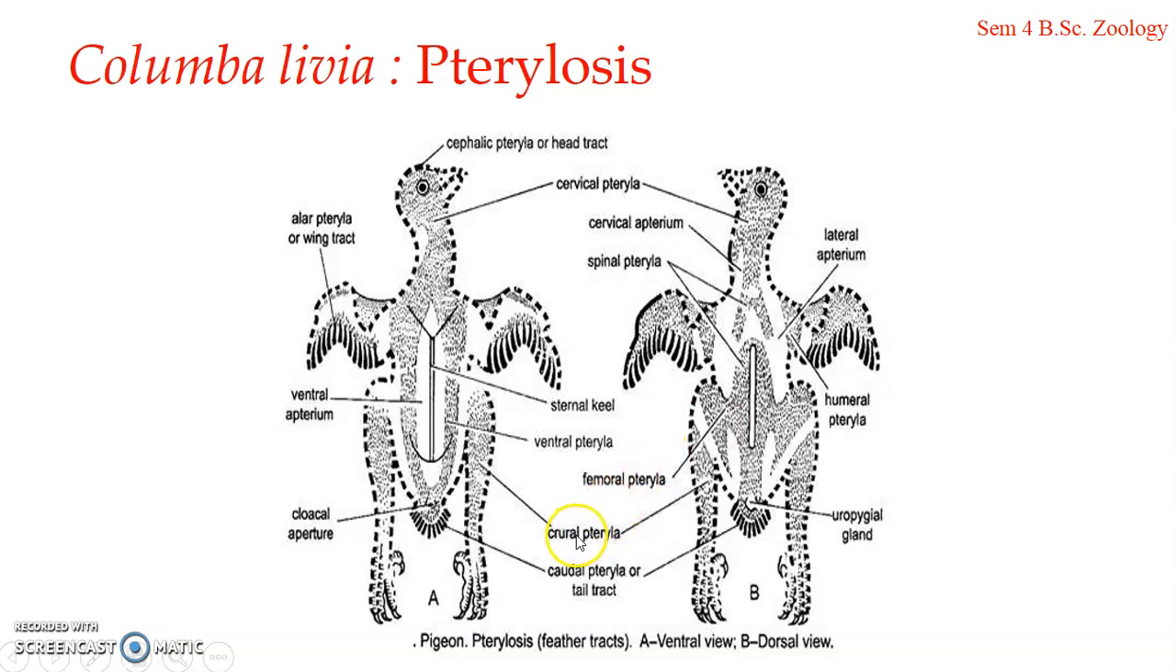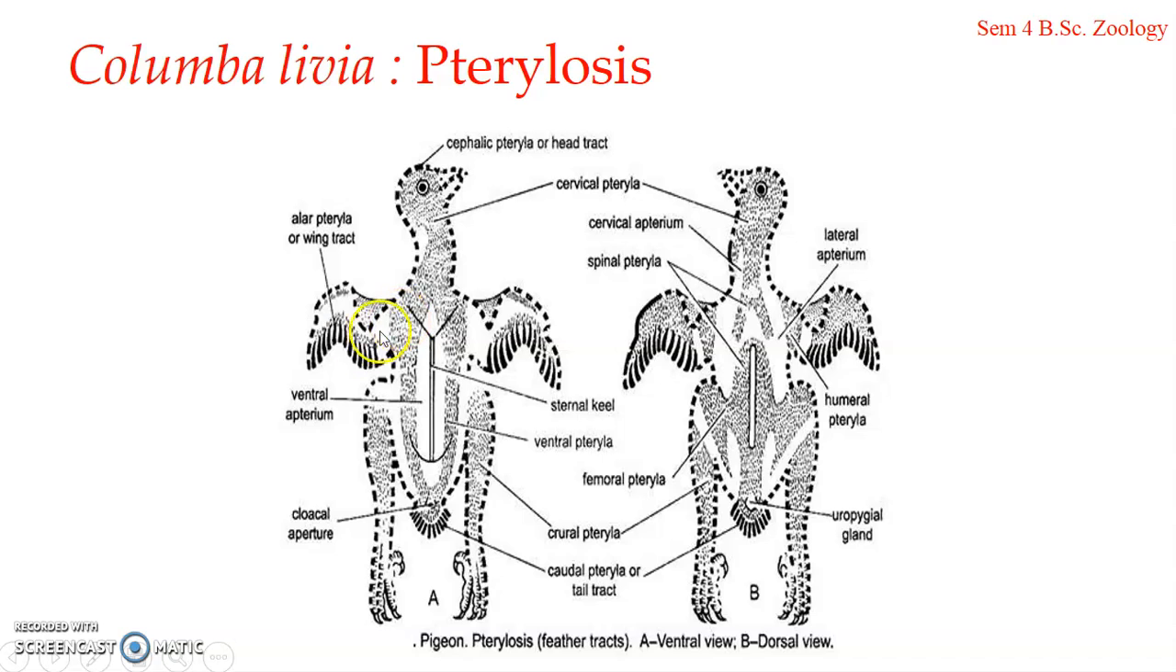Okay, it is known as a crural pteryla. Okay, crural pteryla. So these are the major pteryla, or the tracks or patches where the feathers are arranged on the body of the pigeon. Okay, so we can see the cephalic pteryla, cervical pteryla, the humeral pteryla on this side.